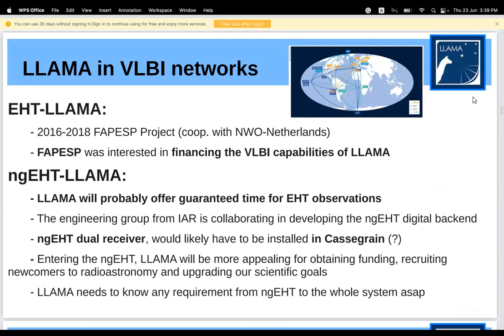We have a group, some of the people working with it are here from Argentina, collaborating in the development of the digital backend. And in case we become a member of the next generation EHT, we will have to plug the dual receiver into the Cassegrain focus, either using our own device or with the dichroic, to get simultaneous observations between band 6 and 7.